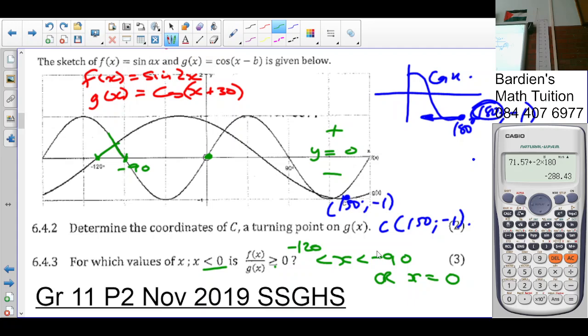Now let's look at the equal. There's an equal sign. For it to be equal to 0, the numerator can be 0. The denominator can't be 0. Why can the denominator not be equal to 0? Otherwise the sum will be undefined. So g of x can't be 0. So this is the g of x graph. Where's g of x 0? At 120. So can I put the equal sign at 120? No. Can I put the equal sign at negative 90? Yes. And I can consider that point as well because the numerator is 0 there. You guys understand?